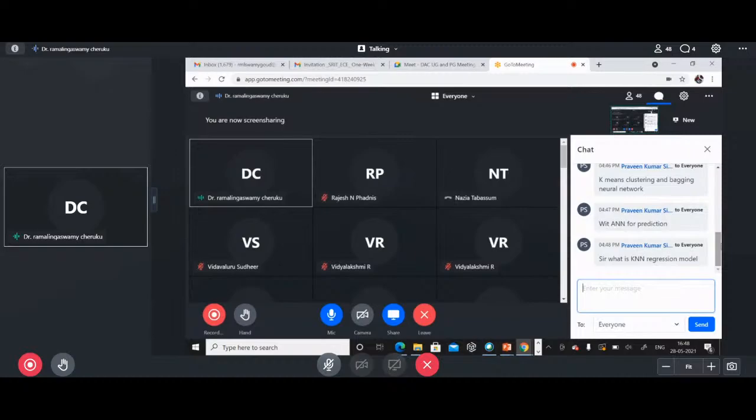Now a new sample came suddenly here. What is the class label for this? I have to predict it. So what does KNN do? Suppose K is equal to 3. First, it identifies the 3 nearest neighbors.